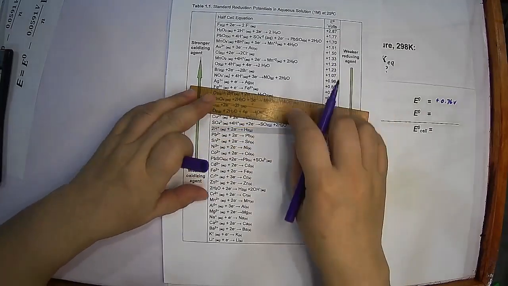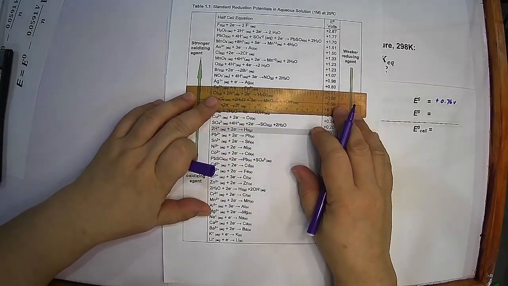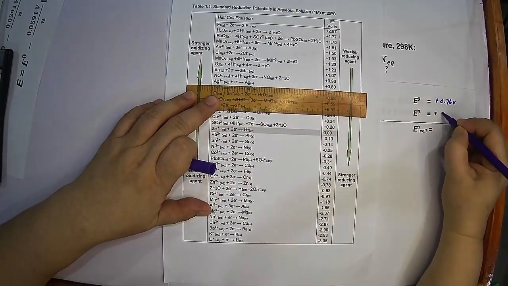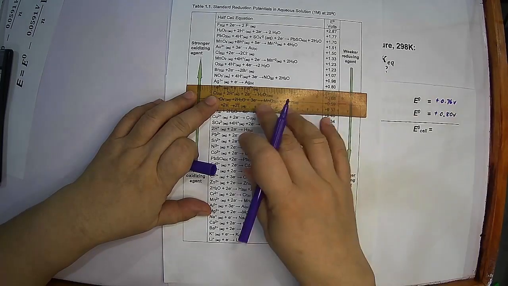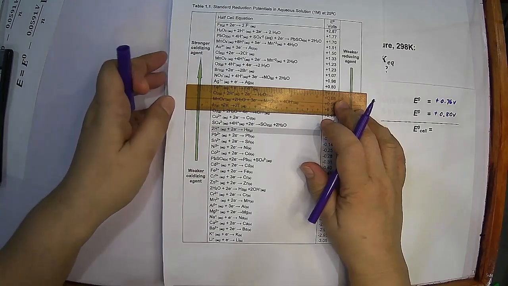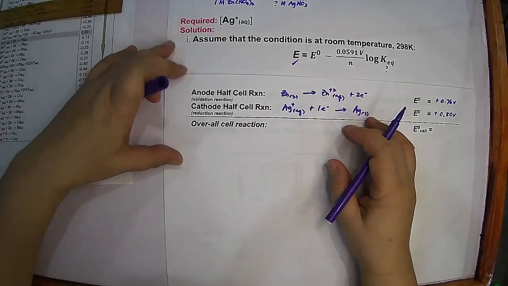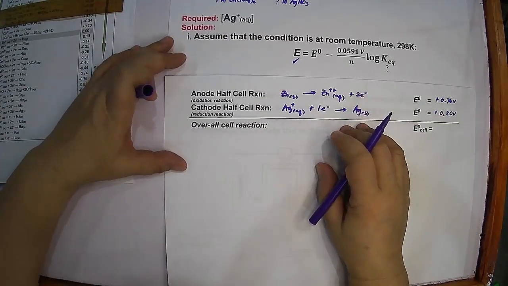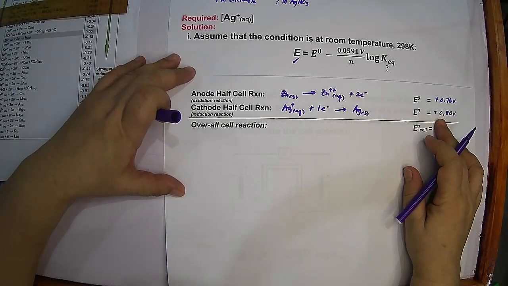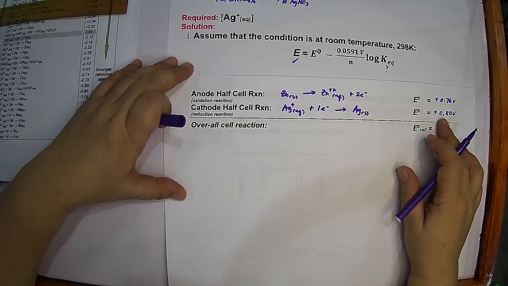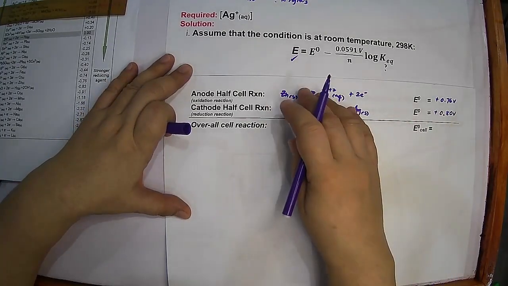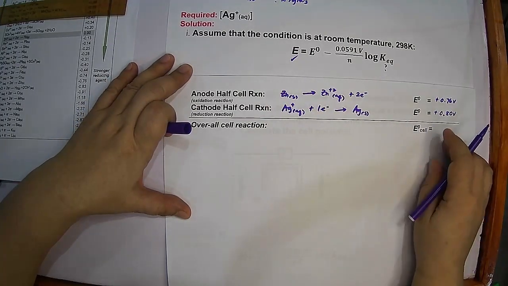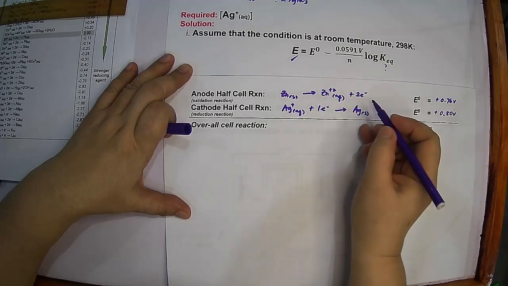Referring to the reduction potential of silver, that is positive 0.80 volt. It undergoes reduction. It is below hydrogen in the activity series, therefore it will readily undergo the reduction reaction. So taking the overall cell reaction and the potential as well, summing them up.